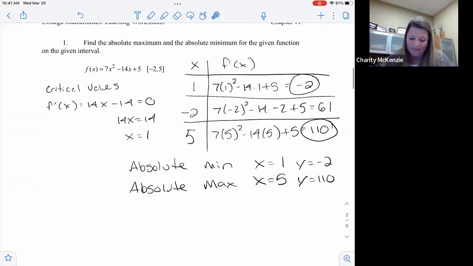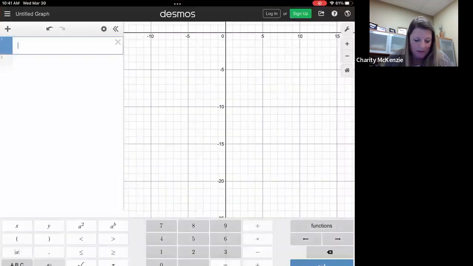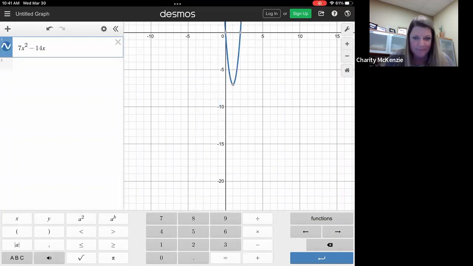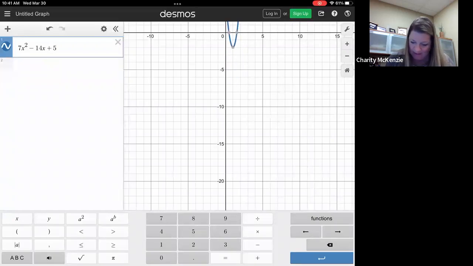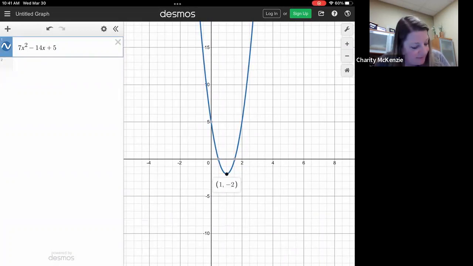Okay, let's sketch a little graph of this just to help. I'm going to bounce into Desmos and show you something prettier than my chicken scratch: 7x squared minus 14x plus 5. Here's our graph right here. On this graph, we can see the absolute minimum is at (1, -2), which we've already seen. If we didn't have endpoints, we could look at it and see that absolute min.